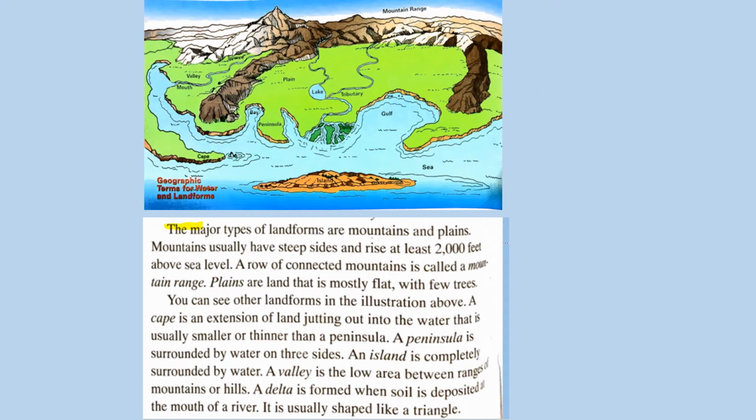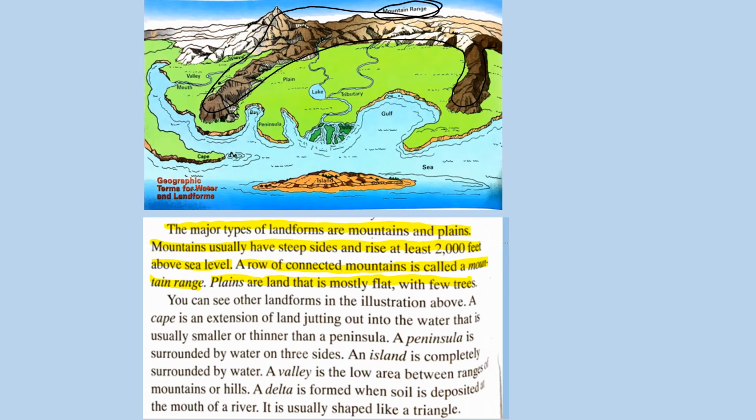The major types of landforms are mountains and plains. Mountains usually have steep sides and rise at least 2,000 feet above sea level. A row of connected mountains is called a mountain range. Plains are land that is mostly flat with few trees. A couple things to cover there. A mountain range, we have several in the United States. Appalachian Mountains, Rocky Mountains. These are mountains, and a lot of the mountains together make up a mountain range.